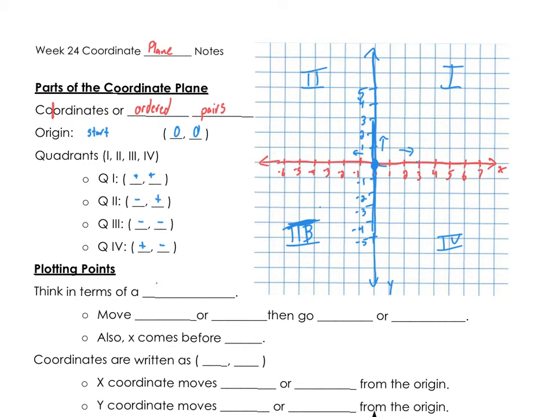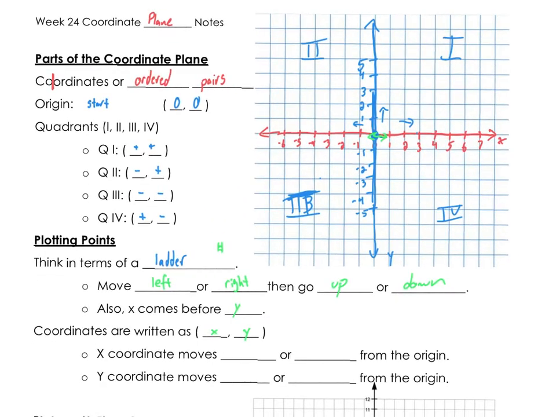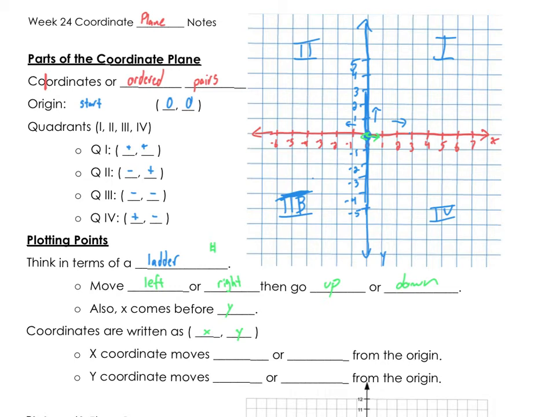All right, let's plot some points. When we do this, I want you to think in terms of a ladder. All right, so we have a ladder, and we start at the origin. Now, when you think about a ladder, you've got to first move left or right before you move it up or down. Okay, so we move left or right first. You don't climb the ladder before you move it where you want it to go. Then go up or down, depending on if it's positive or negative. Okay, we also know that x comes before y, so that'd be another way to think of it. So coordinates are written with the x first, and then the y. So the x-coordinate moves it left or right from the origin, and the y-coordinate moves it up or down from the origin. All right, so that's the parts. That's how we plot points.